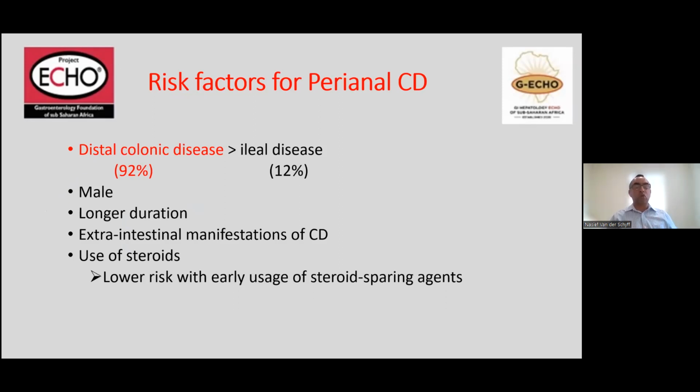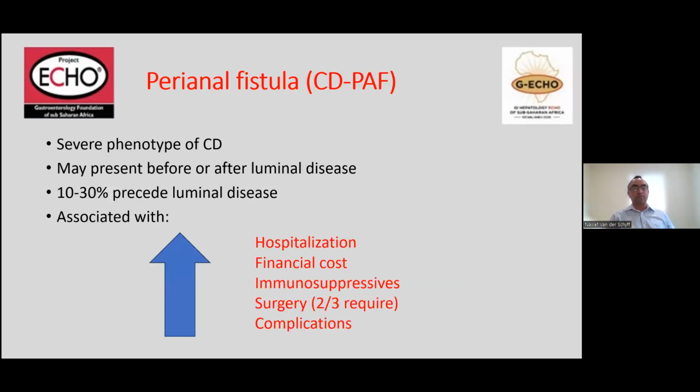Other risk factors include being male and the longer you have peri-anal disease. If patients have Crohn's luminal disease and have extraintestinal manifestations, they have a higher risk of developing peri-anal disease. Also, the usage of steroids is associated with a higher risk. And on the converse of that, if we use steroid-sparing agents, it is associated with a lower risk of developing peri-anal Crohn's disease.